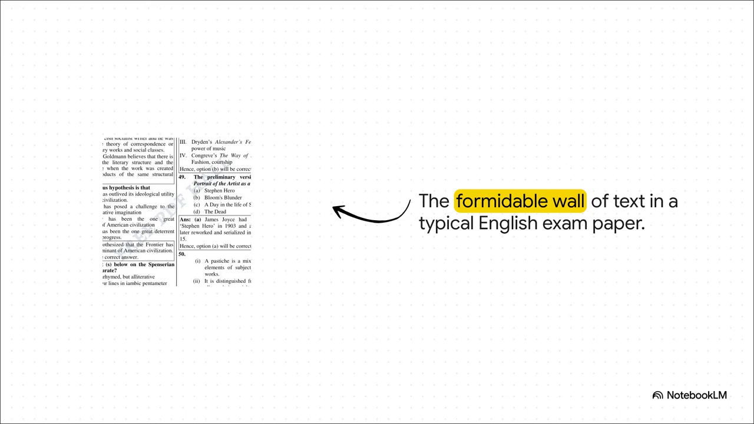I mean, just look at that formidable wall of text. When you sit down for an English exam like the UGC Net, this sheer density is exactly what you're up against. It's a lot, right? It can immediately trigger anxiety. You've got multiple statements, complex codes, densely packed options. It is incredibly easy to lose your footing. So our main goal today is to completely deconstruct this visual chaos.